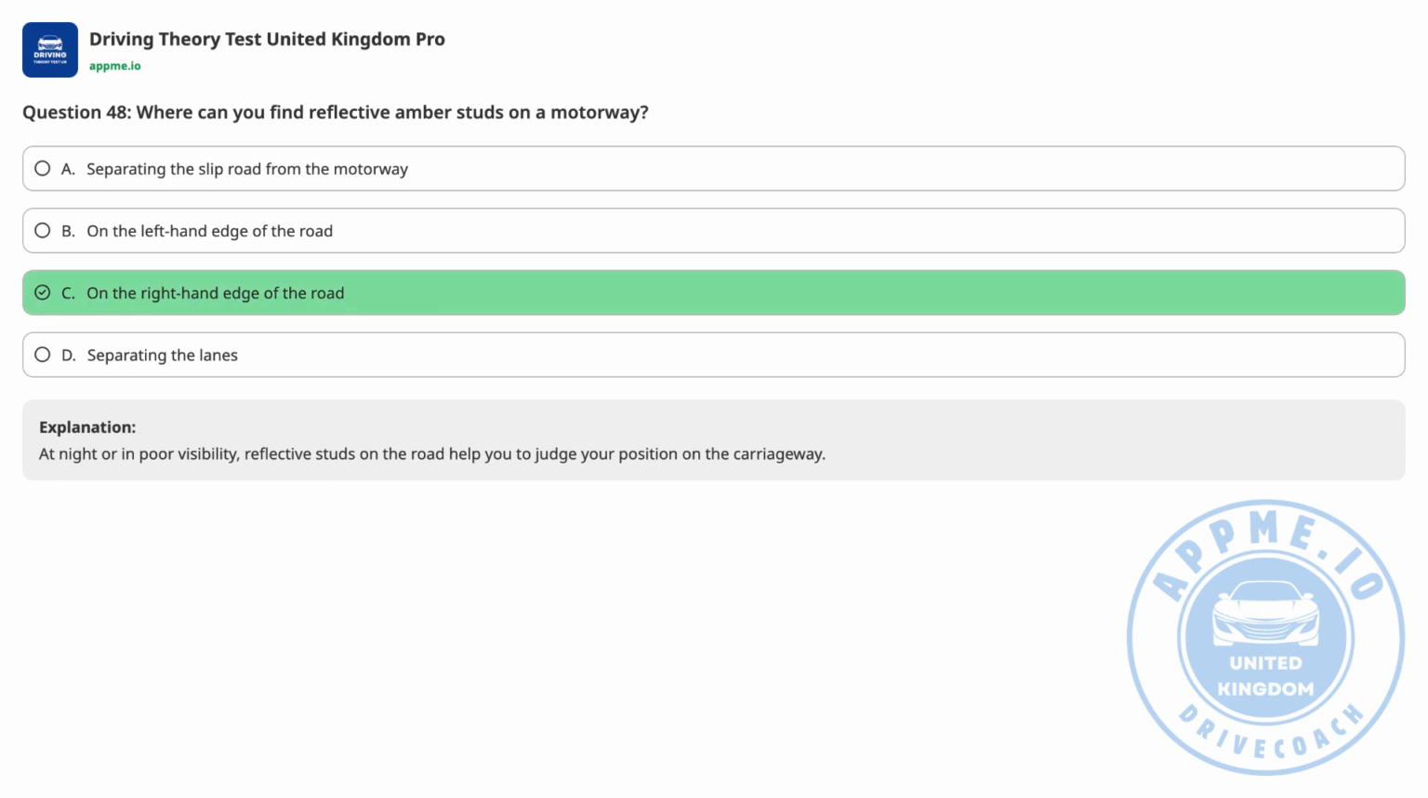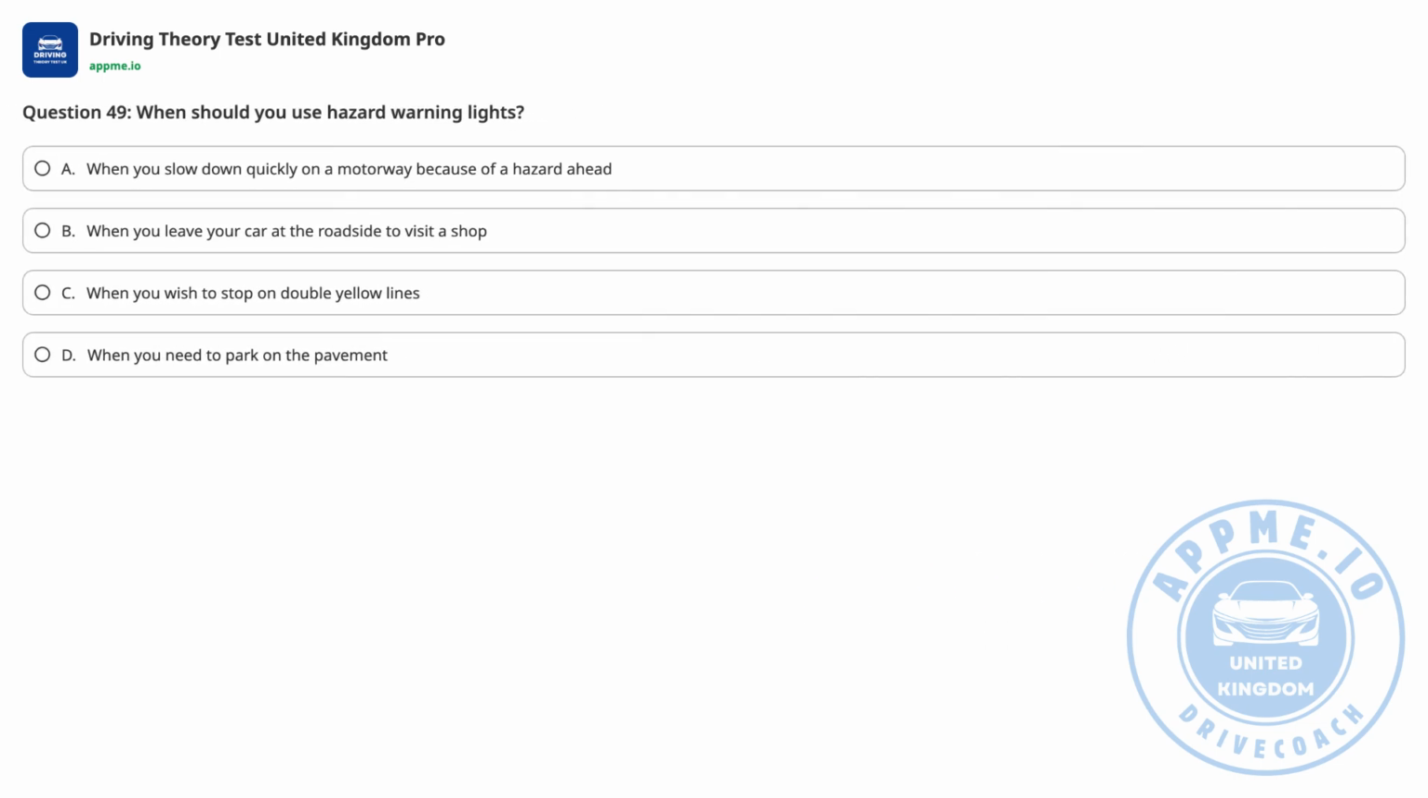The correct answer is C. Question 49. When should you use hazard warning lights? A. When you slow down quickly on a motorway because of a hazard ahead. B. When you leave your car at the roadside to visit a shop. C. When you wish to stop on double yellow lines. D. When you need to park on the pavement.